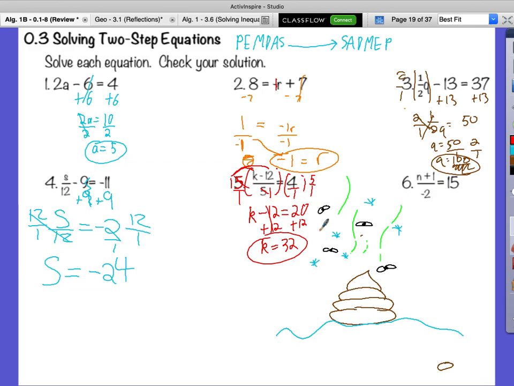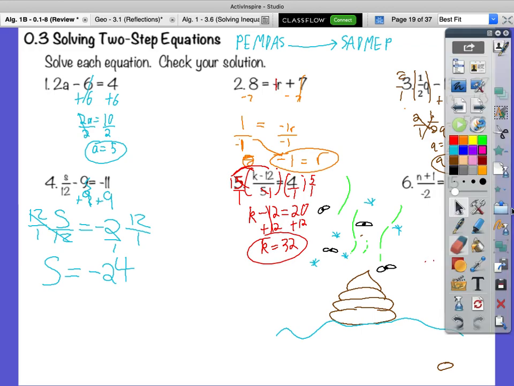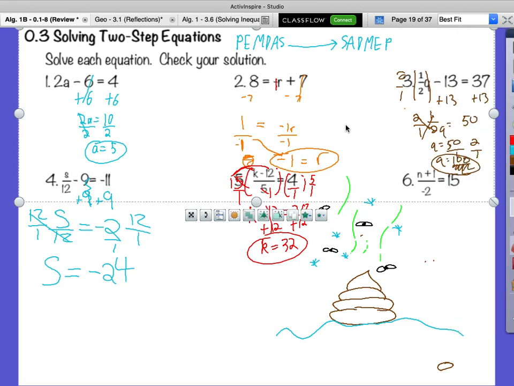Hey, who wants to come up and teach us one? Gracie will teach us one, okay? So I still have the minus, negative. Same sign, add and keep. Different sign, subtract. So n equals 30.